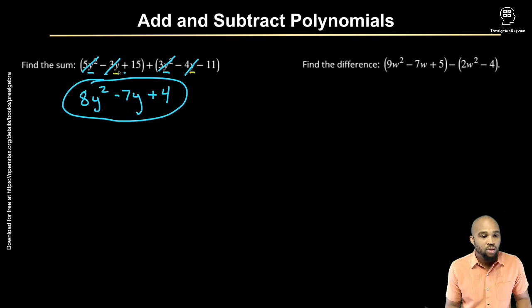Just kind of look back through this, double check. 5 and 3, -7, 15, and that looks great. All right, so let's go to this one.